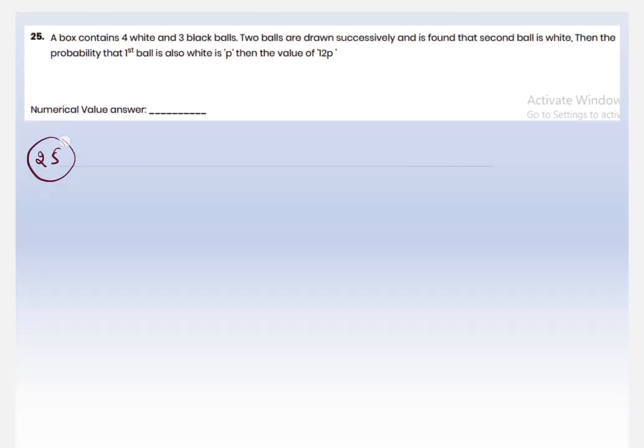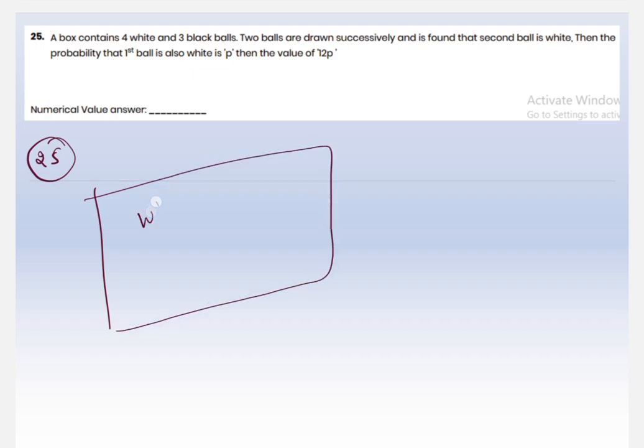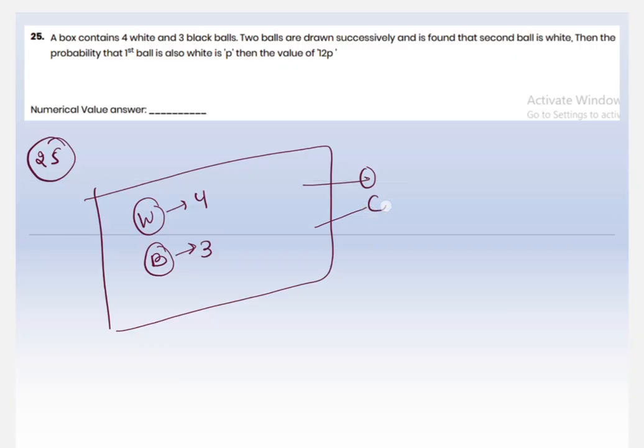Last question, 25. A box contains 4 white balls and 3 black balls. 2 balls are drawn successively, and it was found that the second ball is white. Then the probability that the first ball is also white is P. Find the value of 12P. It's a question from Bayes' theorem.